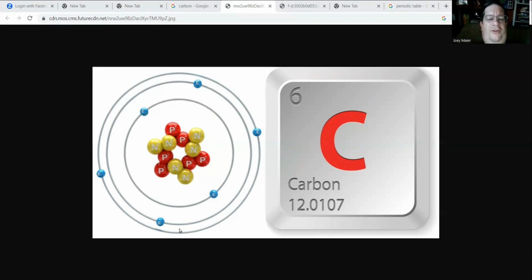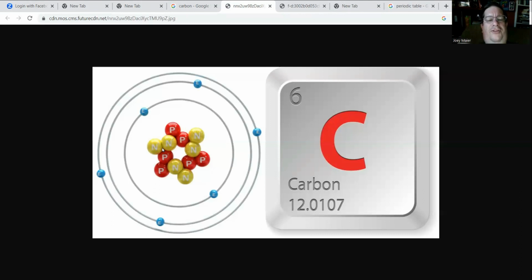So what you see here is a model of carbon. Hey, we're in biology, of course we're going to use carbon. And what you see in the middle is the nucleus, and this nucleus has protons, which in this drawing are in red, and neutrons, which are in yellow. And then whizzing around the outside, you have electrons, which they made blue in this drawing. Now, the protons are positively charged, the neutrons are neutral with no charge, and the electrons are negatively charged.